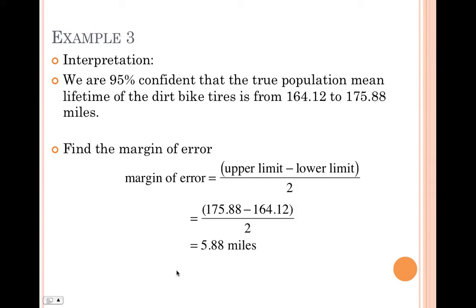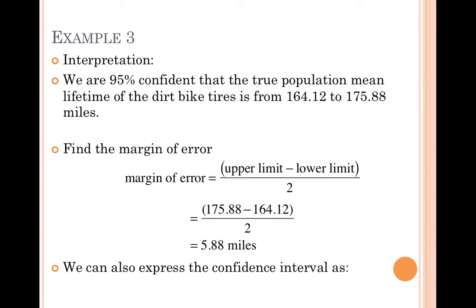5.88 miles. So we could also state our confidence interval like this: 170 miles, which is our sample mean, plus or minus 5.88 miles. It's equivalent to saying the range 164.12 to 175.88. These say the same thing, just in different ways. They basically give a range of values around the sample mean 170. So you can go from one to the other by using the margin of error.